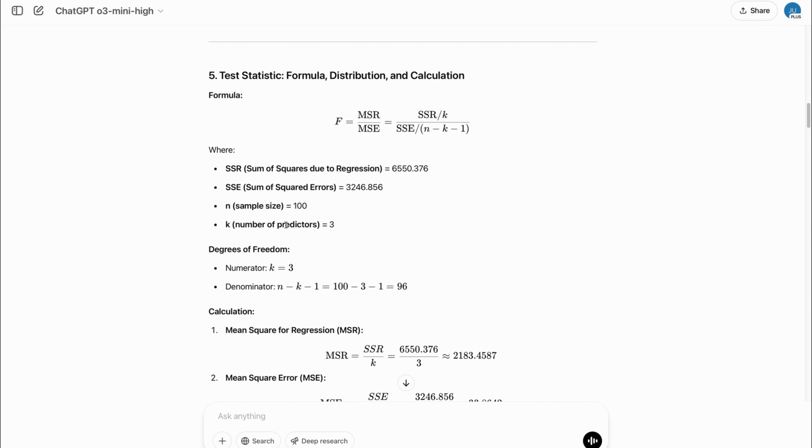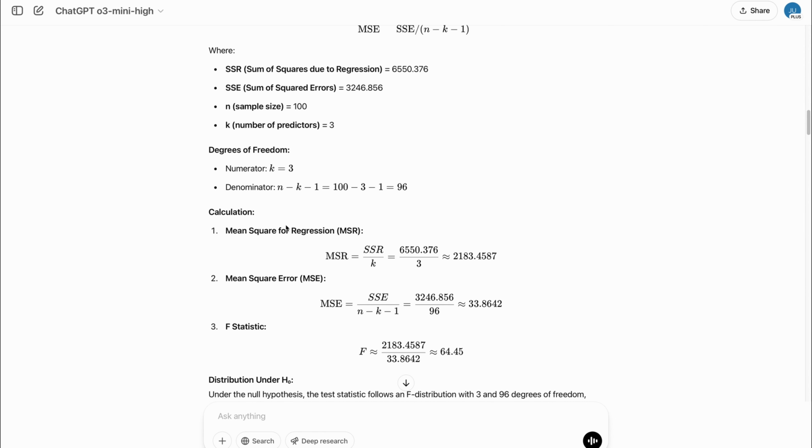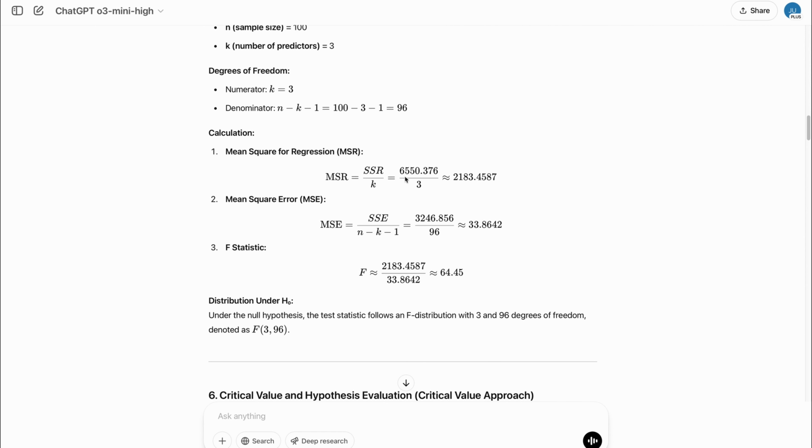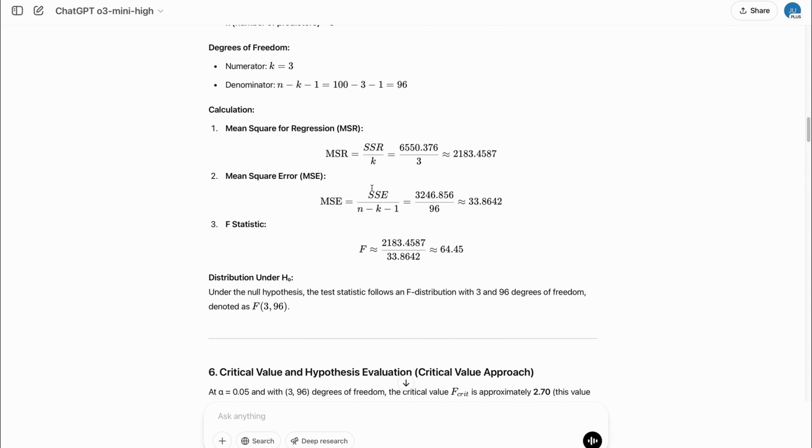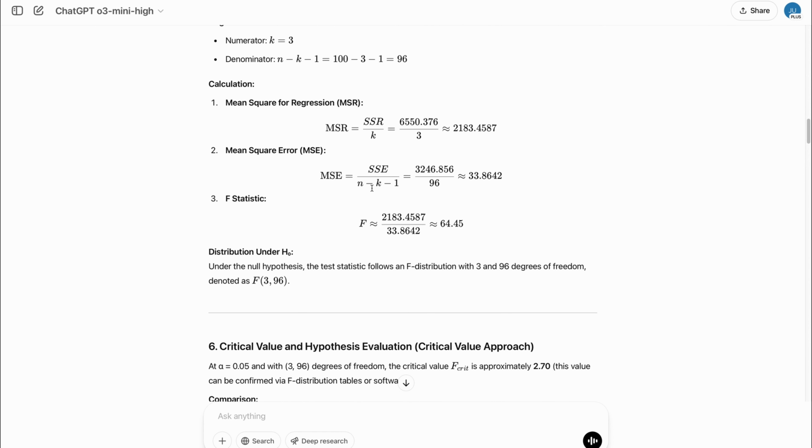It's still going to come to the same two degrees of freedom, because 4 minus 1 is 3 and 100 minus 4 is 96. So we still see the 3 and 96. So there we go. We see the numerator, which is SSR, divided by what we would call K minus 1, and the MSE, the mean squared error, which is the SSE divided by N minus K. And you get exactly the same values.